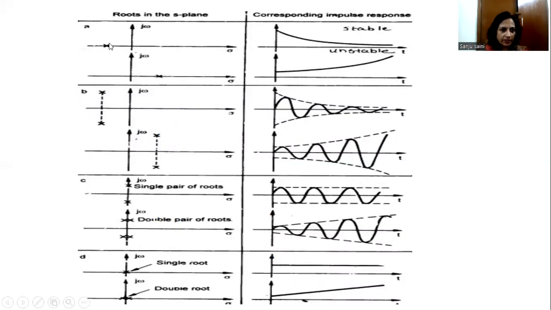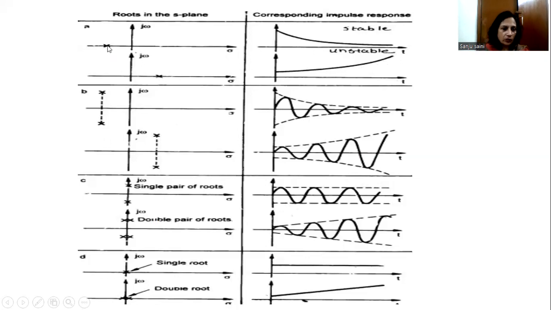So let us look at the impulse response corresponding to the location of the roots of the characteristic equation in the S-plane. Sigma is the real axis, j omega is the imaginary axis. Here we have a pole lying in the left half of the S-plane, and another pole lying in the right half of the S-plane. For the left-half pole, the output tends to come to zero value corresponding to the impulse input. For the right-half pole, the output tends to rise. It means this position of the root makes the system unstable, although the other position makes it stable.